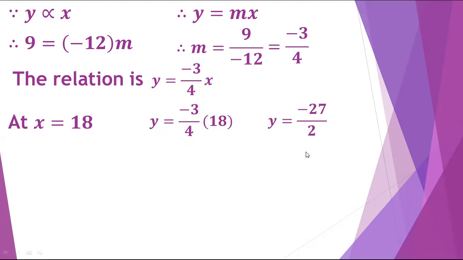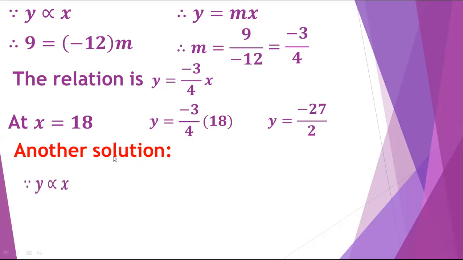Also, another solution. If you ask me to find y at x equals something, I said that y varies directly as x. It means, as we said before, y1 divided by y2 equals x1 divided by x2, because it's direct variation.